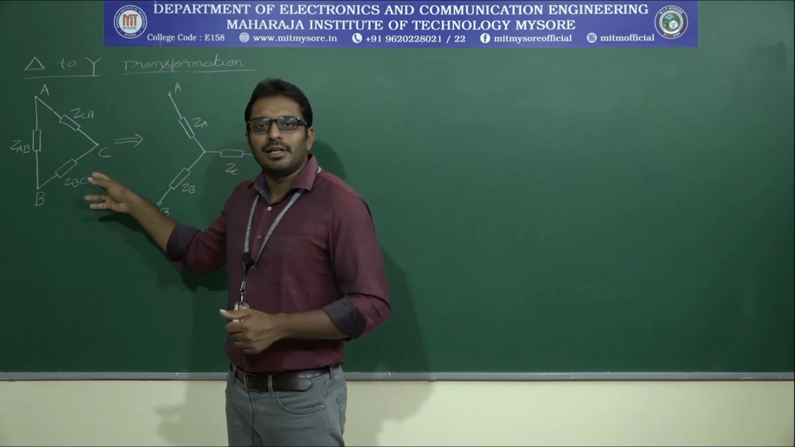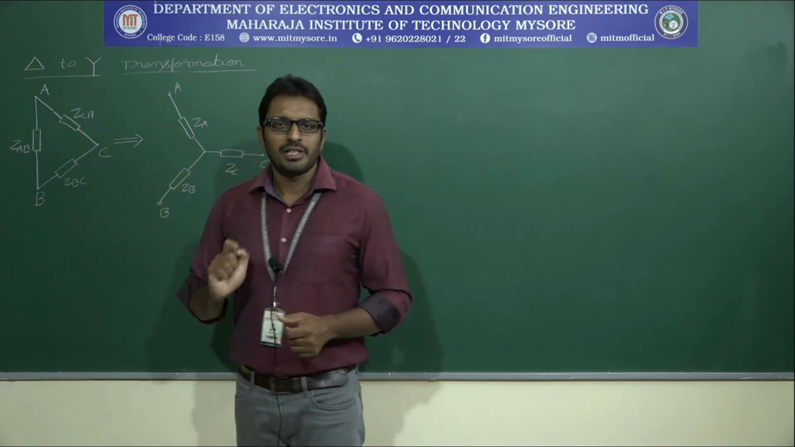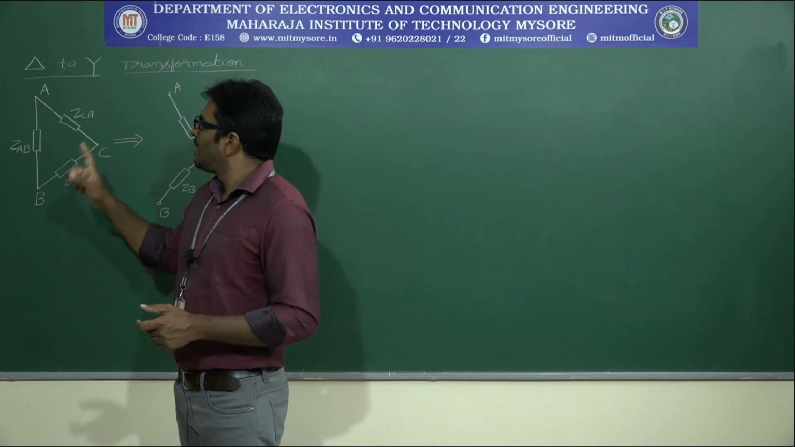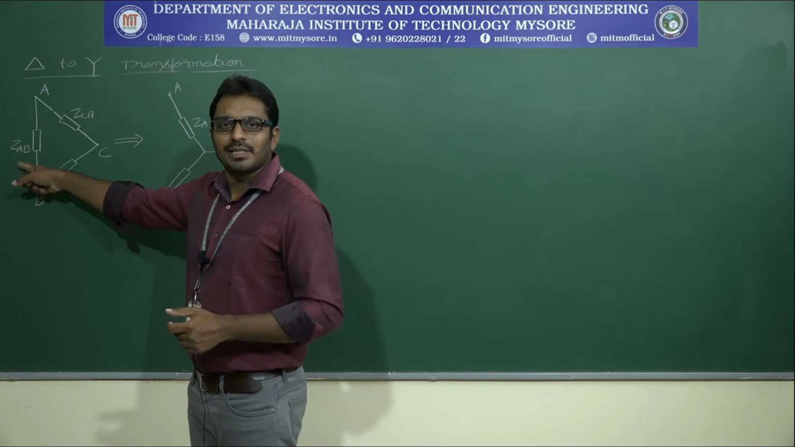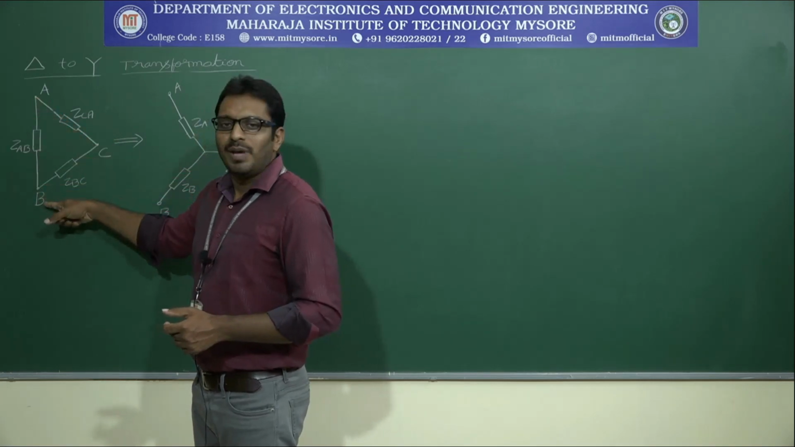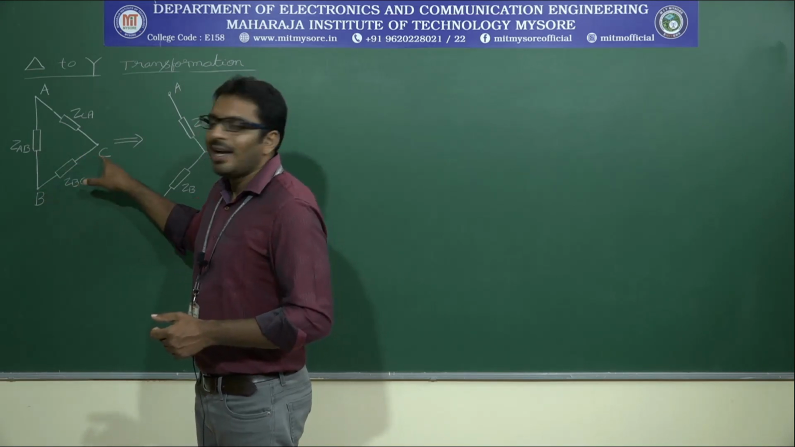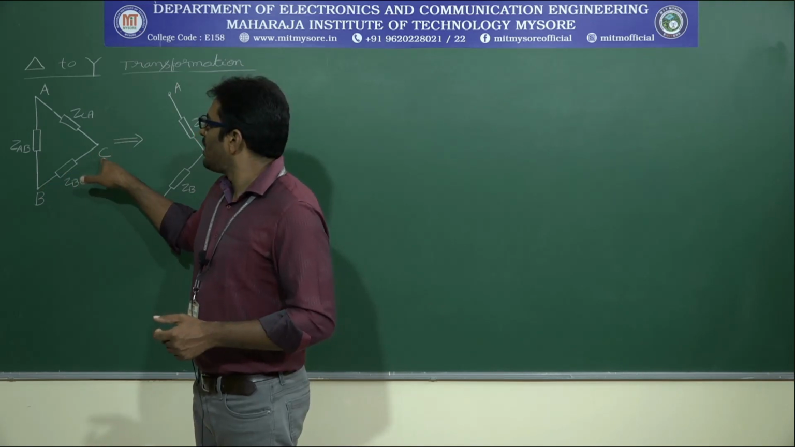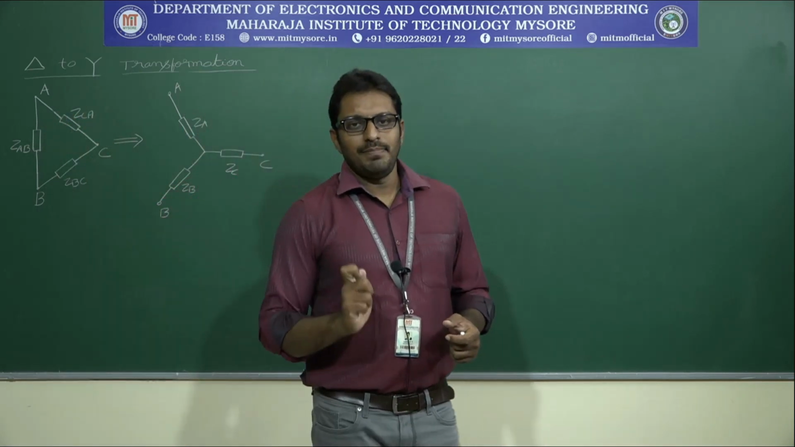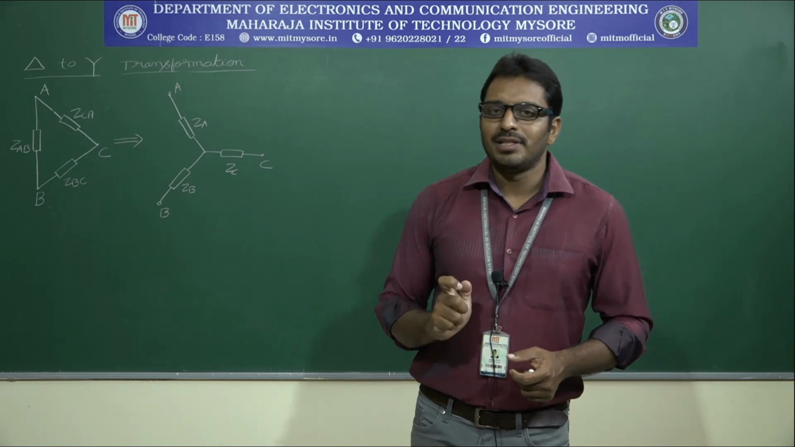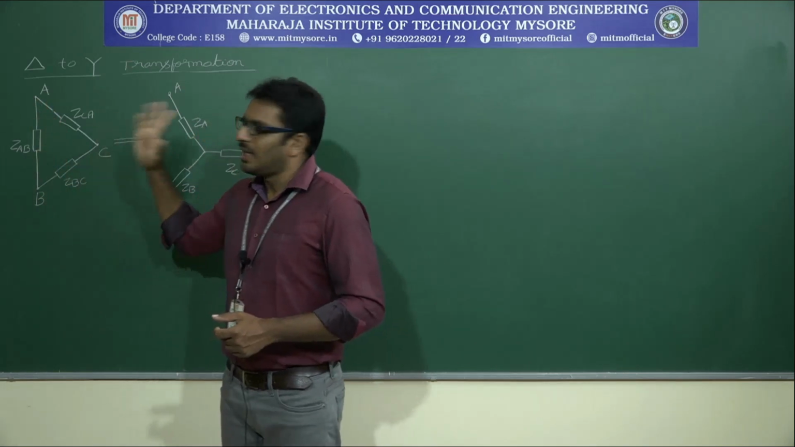connected in delta pattern between the terminals, across the terminals A, B, C. First, let me name the first impedance, the one connected between A and B, as ZAB. Second impedance ZBC is connected between B and C. And the last one, impedance ZCA, is connected between C and A. ZAB, ZBC, ZCA are the three impedances connected in delta pattern across the terminals A, B, C.